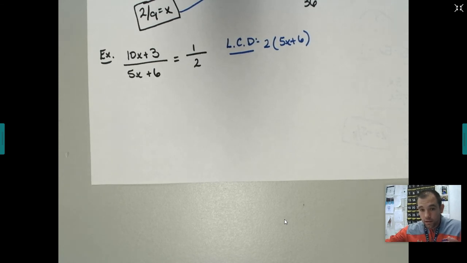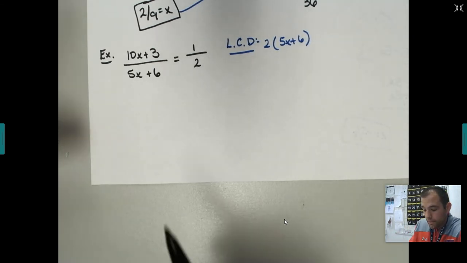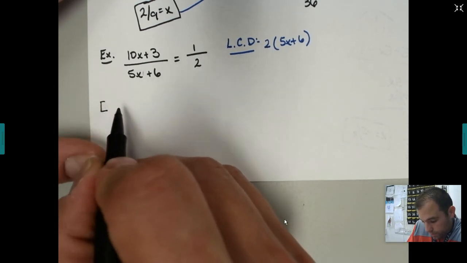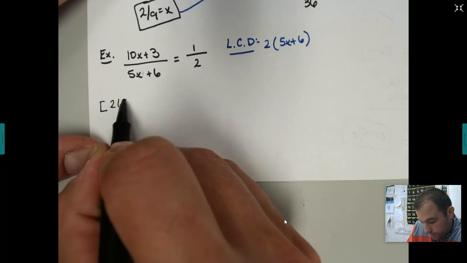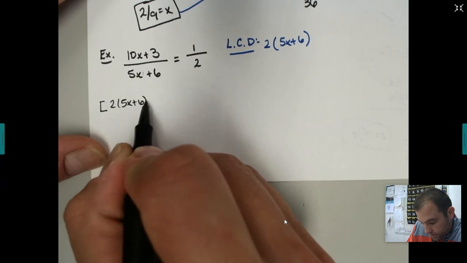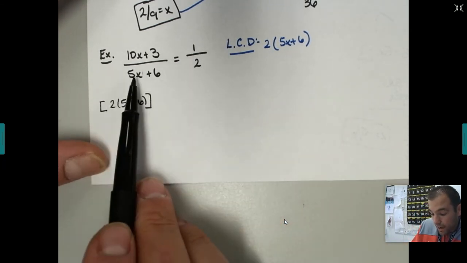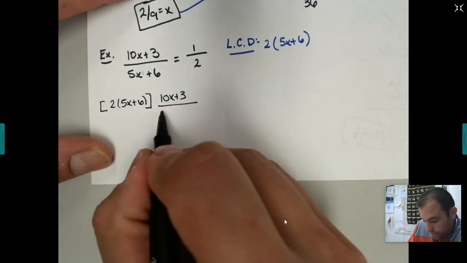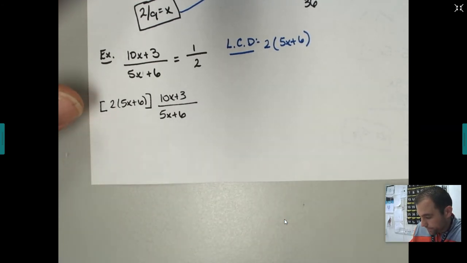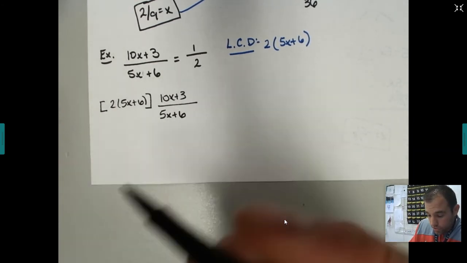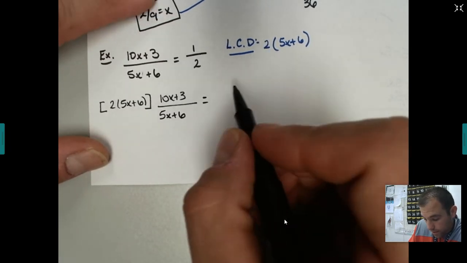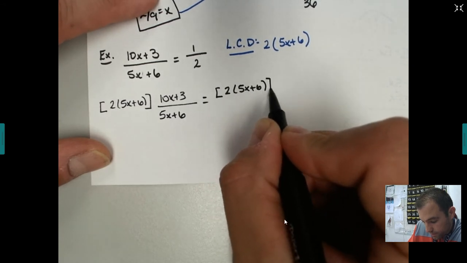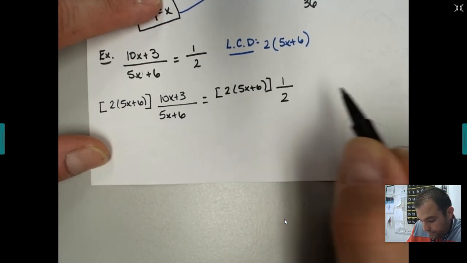So just like the example above it, I'm going to multiply both of these by that. Okay, so it's going to look a little sloppy here for a second. So 2 times 5x plus 6, that's the least common denominator, times this, so times 10x plus 3 over 5x plus 6 equals this again, the least common denominator, 2 times 5x plus 6 times 1/2.